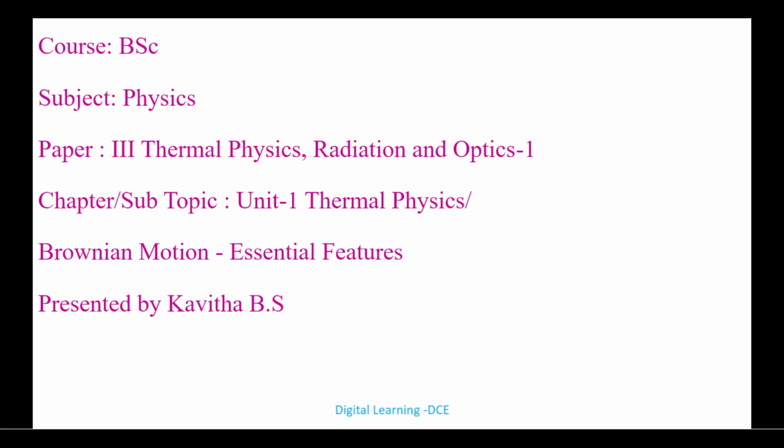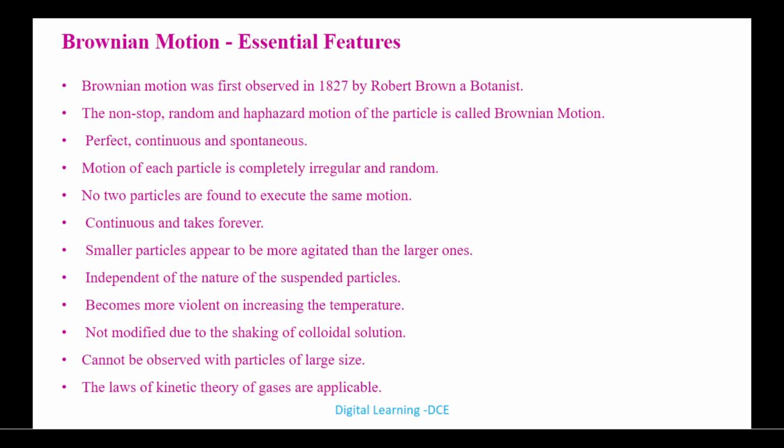In this session, I will explain Brownian motion and its features, and also Einstein's explanation for Brownian motion and determination of Avogadro's number. This topic is in the course BSc Physics, paper 3, Thermal Physics, Radiation and Optics 1, and this topic is in the lesson Thermal Physics of Unit 1. Let us start the session.